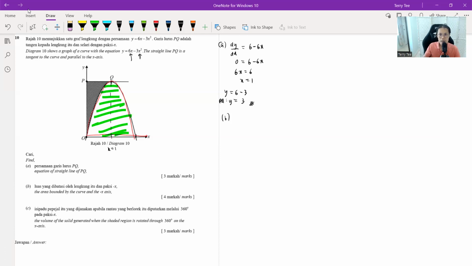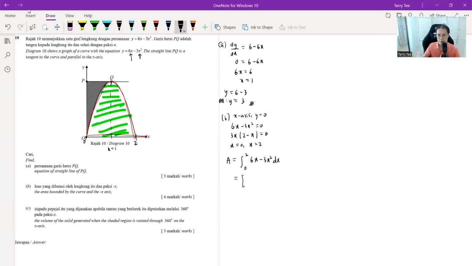Before I do that, I know at the x-axis, my y is 0. So let's take 6x minus 3x squared and let it be 0. Take out 3, take out x, 2 minus x. So your x is either 0 or 2. So now we know this is 2 and this is 0. We have to integrate the function from 0 to 2. So we write the area as the integral from 0 to 2 of 6x minus 3x squared dx.